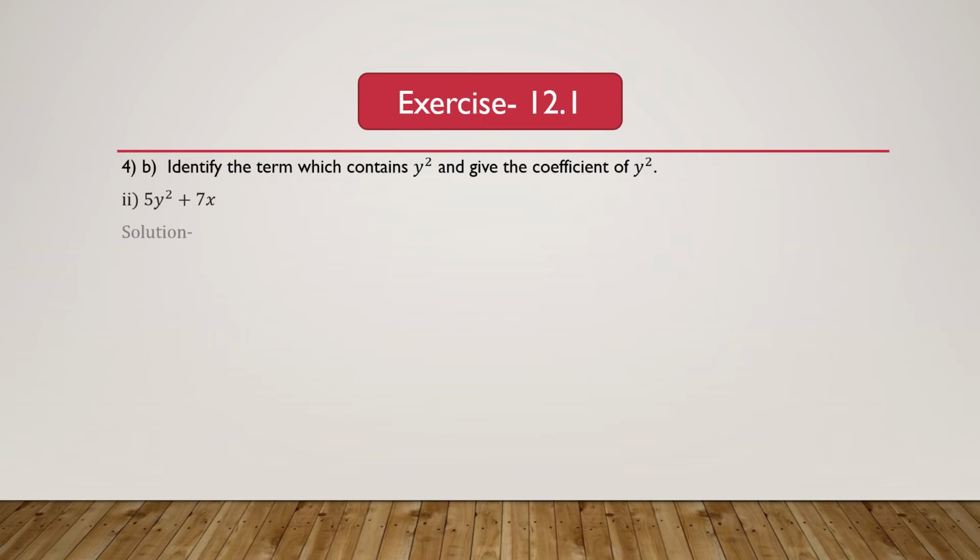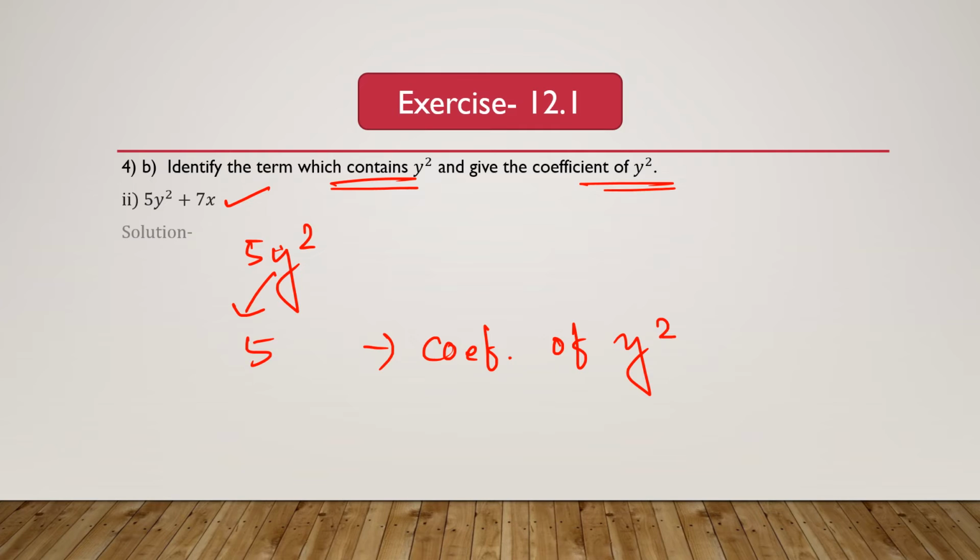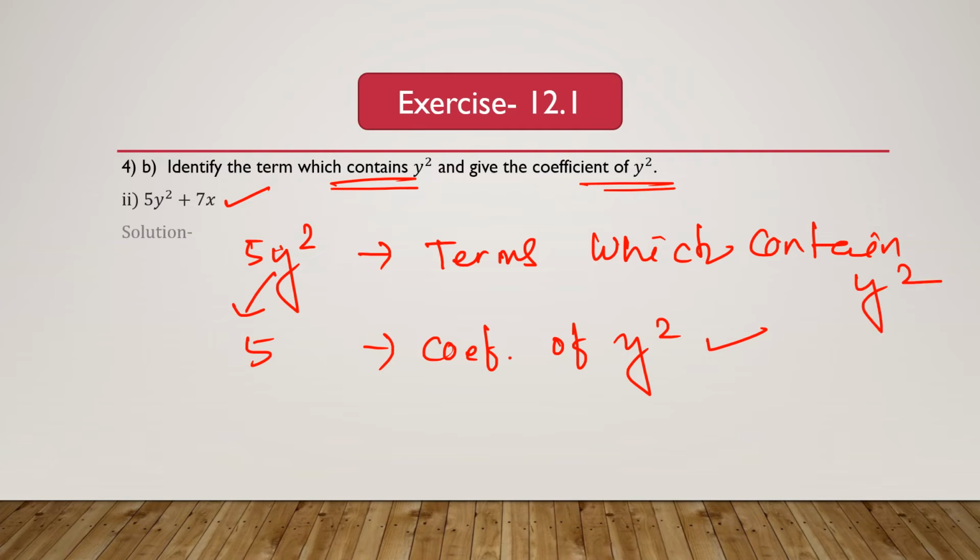Now question number 2, second bit: 5y square plus 7x. We have to identify the term which contains y square and the coefficient of y square. The term which contains y square is 5y square, and the coefficient of y square is 5.